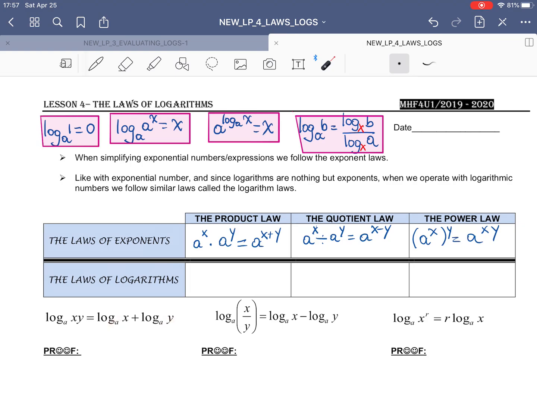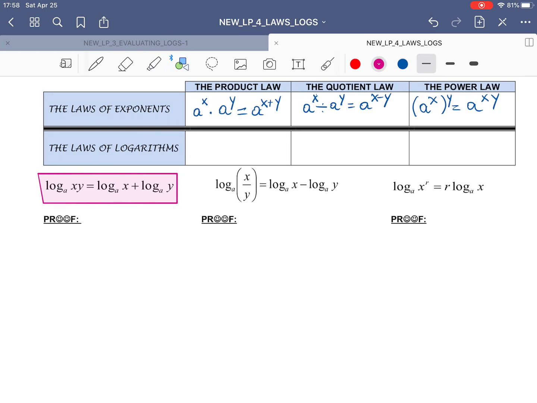So here we go. We're going to start actually proving the laws one at a time. So we're going with the first one first. And we call it, just like with exponent laws, the product law, but for logarithms. So how do we prove this theorem? Now, what we are going to do is let the log with base a of x be some number m, and the log with base a of y be some number n.